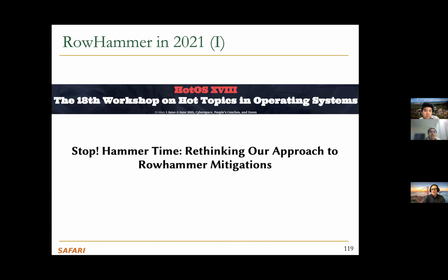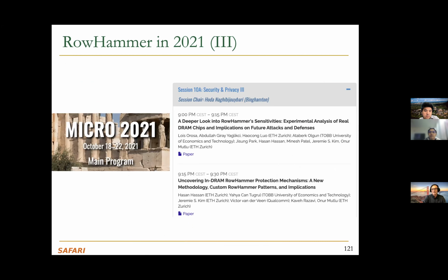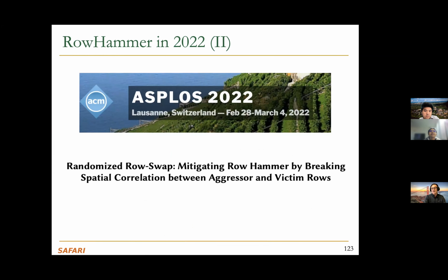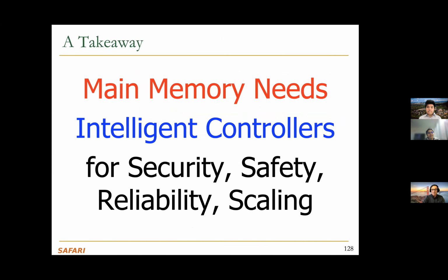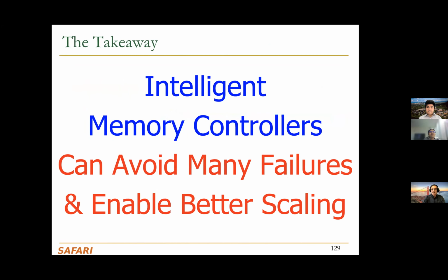You can find more information about these papers. This is from 2021. 2022, actually, this is the paper I mentioned at ASPLOS 2022 that's coming up. I believe there's more to come. I'm going to skip this part about future challenges. There are other technologies that are also challenging. Sorry about this. But I think, again, intelligent memory controllers can avoid the failures and enable better scale.